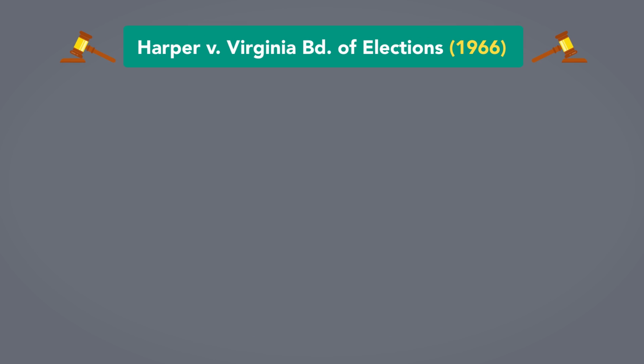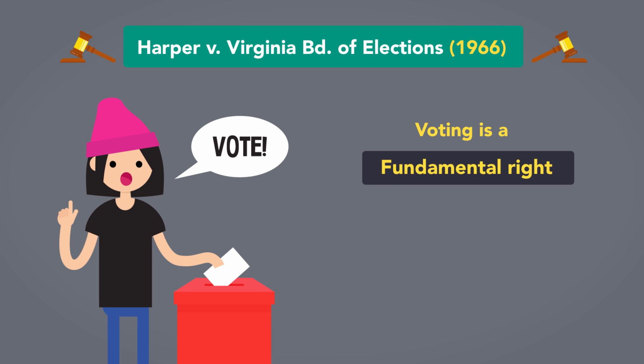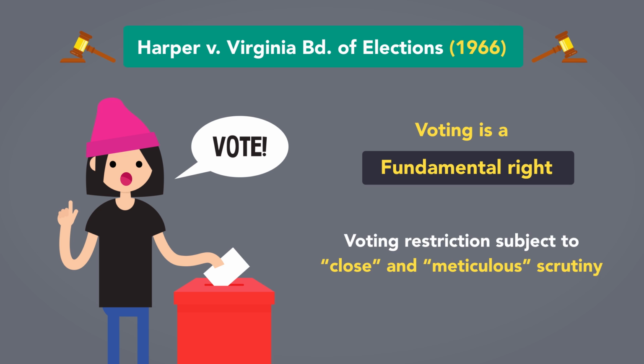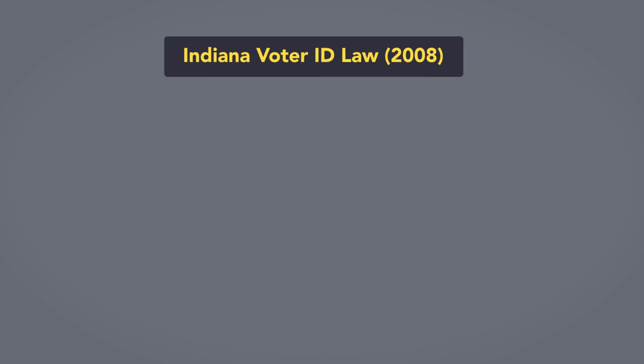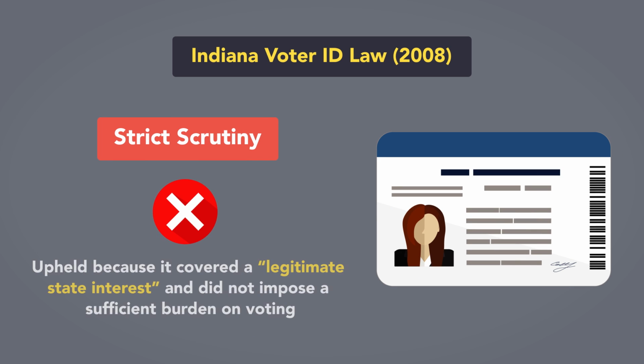In Harper v. Virginia Board of Elections, the Supreme Court called the right to vote a fundamental right and subjected a voting restriction to what it called close and meticulous scrutiny. Still, in upholding an Indiana voter ID law in 2008, the court refused to apply strict scrutiny, upholding the law because it covered a legitimate state interest and did not impose a sufficient burden on voting to warrant application of strict scrutiny.